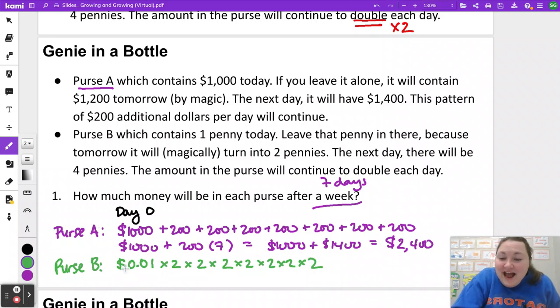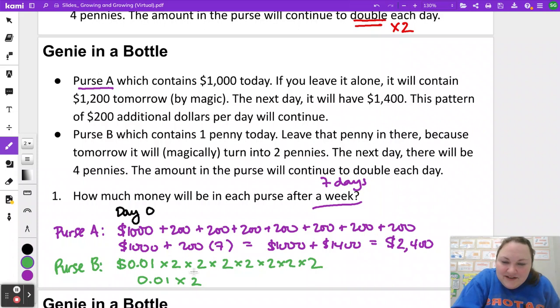Similar to purse A, I could write it out like this, but there is an easier way again to write all of those multiplying by 2s. I'm taking my penny and I'm multiplying it by 2 7 times. And the way to show 2 times 2 times 2 times 2 times 2 times 2 times 2, the way to show times 2 7 times is using that exponent.